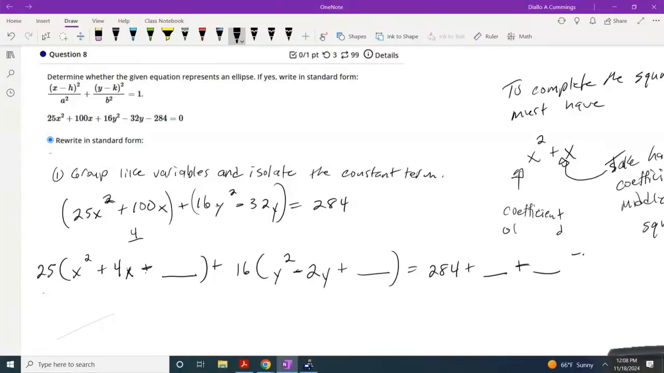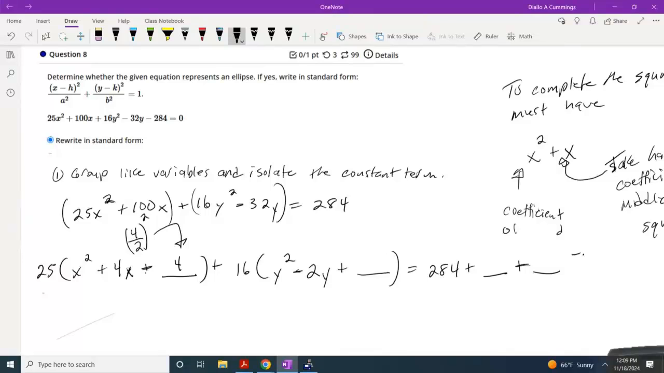So the coefficient for my middle term is 4. I'm going to divide that by 2, and then I'm going to square it. And that's what I put here. So half of 4 is 2, and 2 squared is what? 4. So I took half the coefficient of the middle term and I squared it.